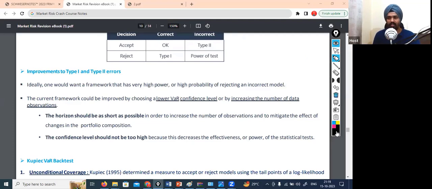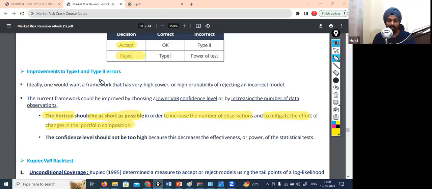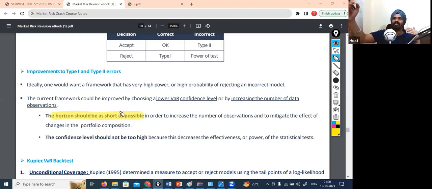Another thing that has been suggested, and I want you to make a note of it, is that the horizon should be as short as possible in order to increase the number of observations and to mitigate the effect of changes in the portfolio. See, basically, when you're trying to find out whether the model is right or wrong, try to keep the horizon very short so that you can make some decisions, either accept or reject. So the horizon should be as short as possible. Don't wait for an entire year and then see whether your VaR model is correct or not. Don't do that. Short and sweet. That's what the horizon should be.